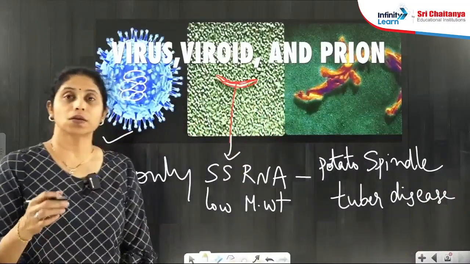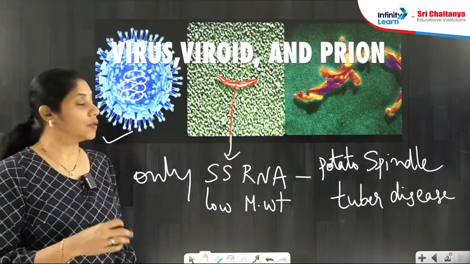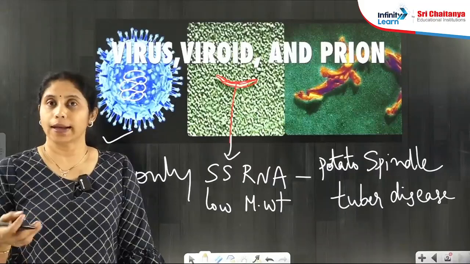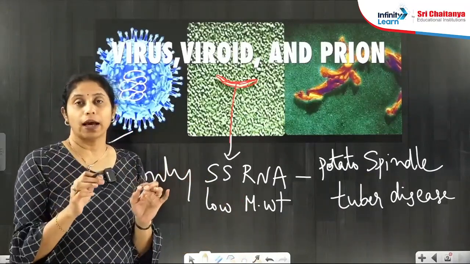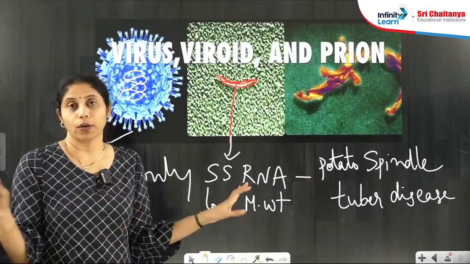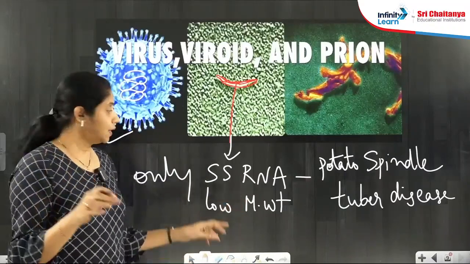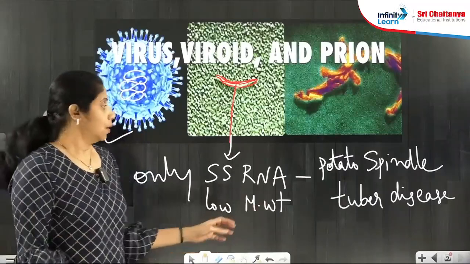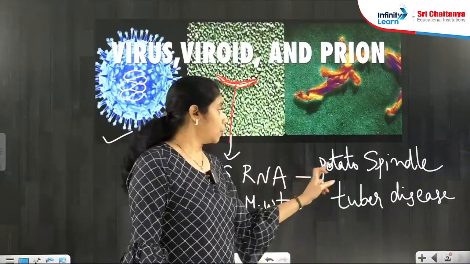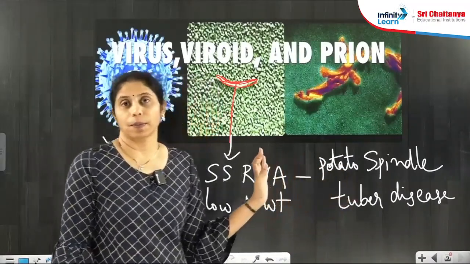They can cause diseases only in the plants, okay. Citrus exocortosis viroid, like that. Plant diseases are caused by this, and these viroids will have only nucleic acid. There is no protein coat, no capsid, and always they will be having single stranded RNA with low molecular weight, and they cause a disease called potato spindle tuber disease.